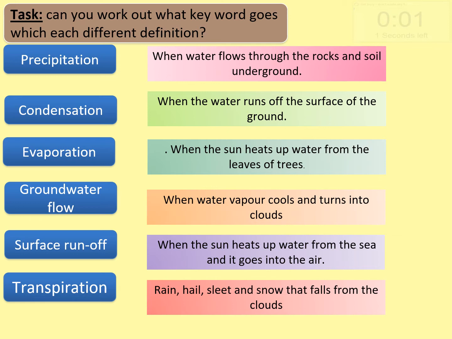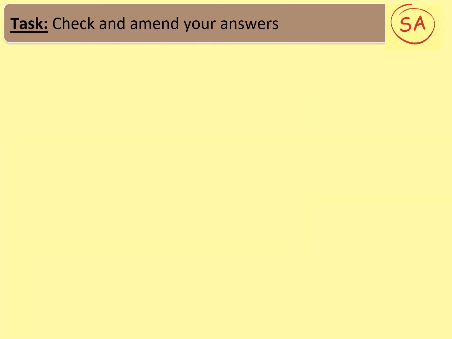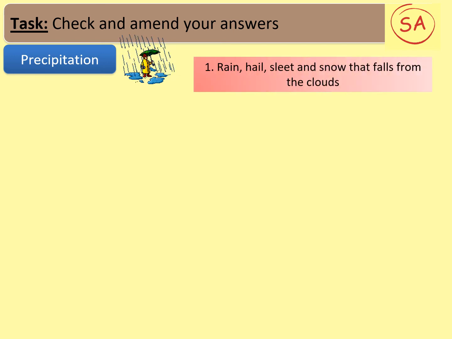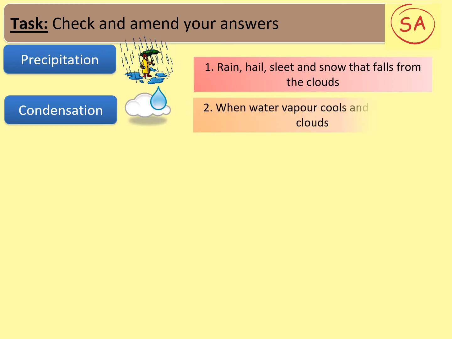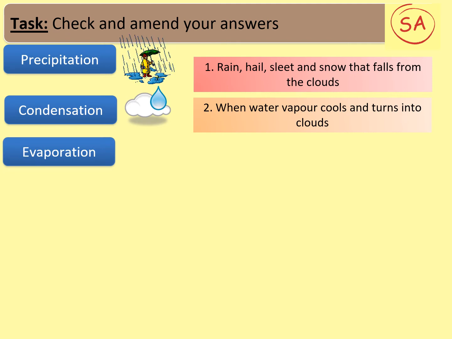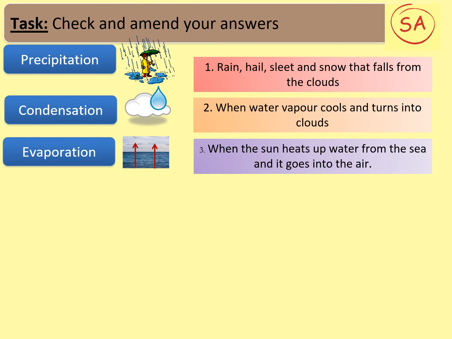Fabulous. So hopefully you've managed to match all of those up. So we'll just check those off. Precipitation. So that's your rain, hail, sleet and snow that falls from the clouds. Condensation. That's when the water vapour cools down and turns into clouds. Evaporation. We can think of that as the opposite process. And that's when the sun heats up water from the sea and it goes into the air.